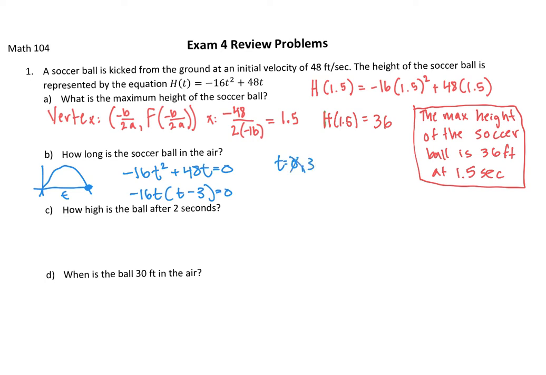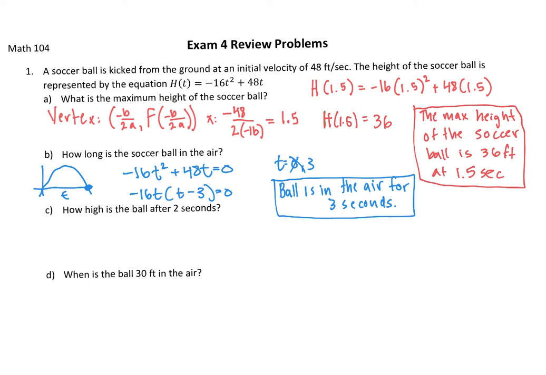Now 0 doesn't make sense in our situation because at 0 seconds you're not in the air at all. So you haven't even gone up. So that means that our ball is in the air for 3 seconds. And that has our question all the way answered. Okay, I really appreciate writing out your answer in words so that you show exactly what you were trying to find.